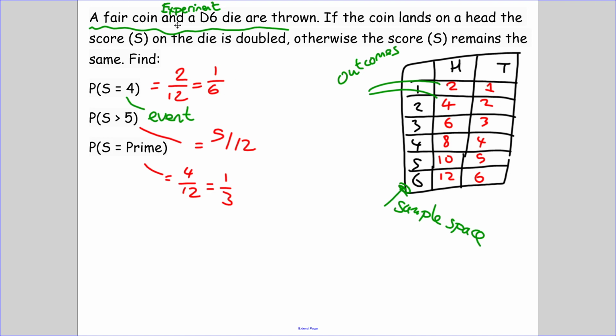So this is just to help you get used to some of the different probability language. This is an event in here which you'll notice is made up of 2 different outcomes. It was getting a 1 and a heads or getting a 2 and a tails.